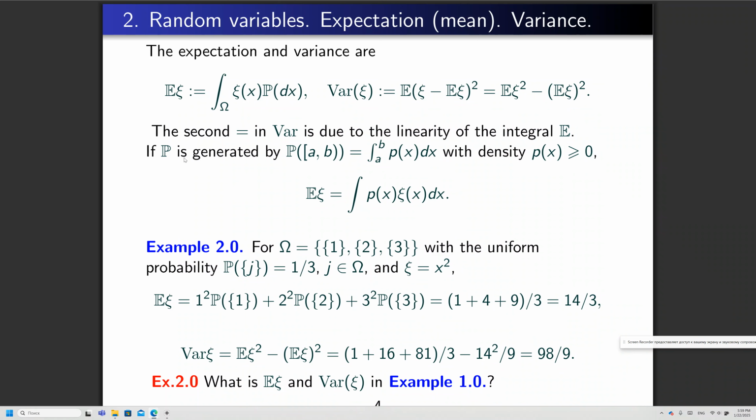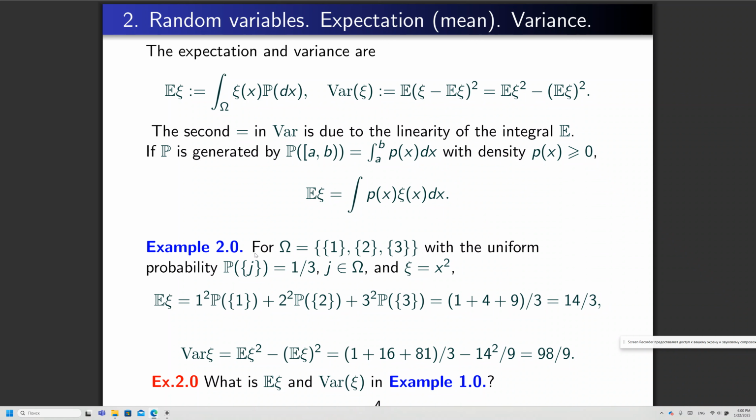If probability P is generated by some density p of x, the probability of intervals is just the integral from a to b of p of x dx with some non-negative function, then expectation can be computed as the integral of p of x multiplied by xi of x dx. So in the simple case of the probability defined on the real numbers with some density, the expectation can be computed by using this formula. The first example.